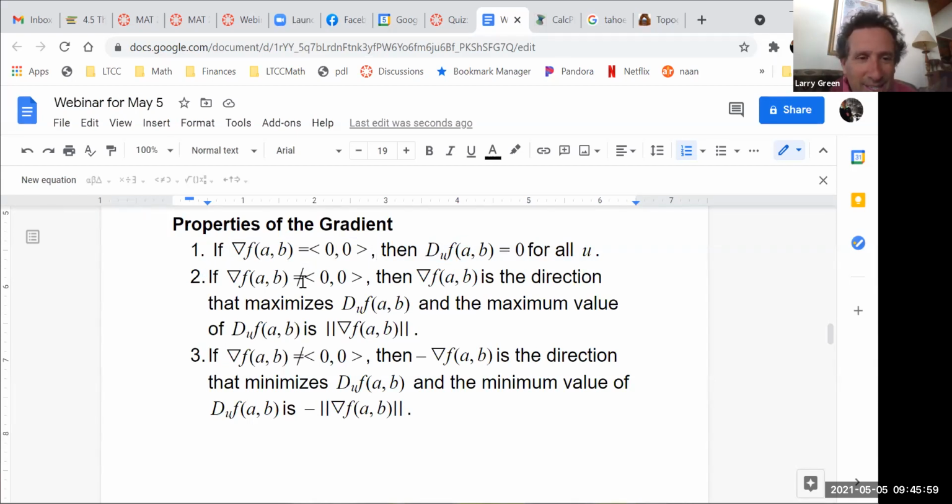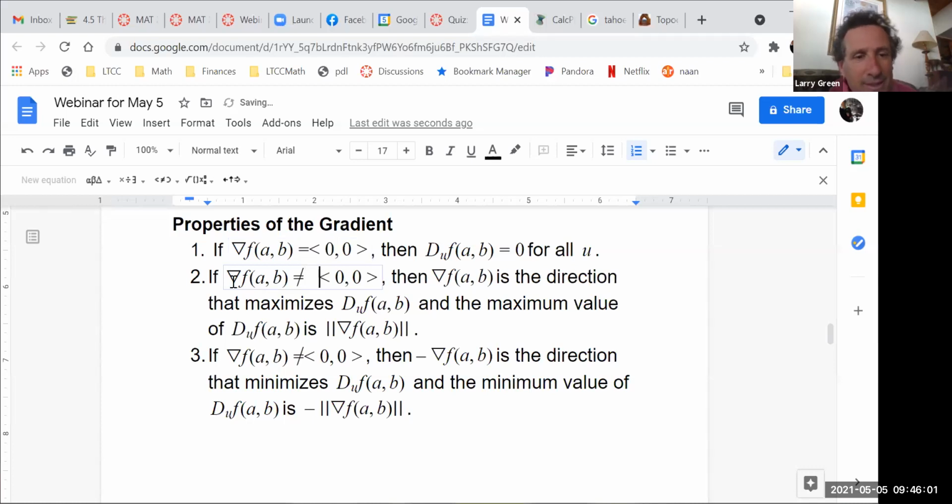Okay, the next: if the gradient of f at (a, b) is not the 0 vector, then the gradient of f is the direction that maximizes the directional derivative in the direction of u of f at (a, b). And the maximum value of the directional derivative in the direction of u of f at (a, b) is the magnitude of the gradient of f. Okay, this is huge. This is really important.